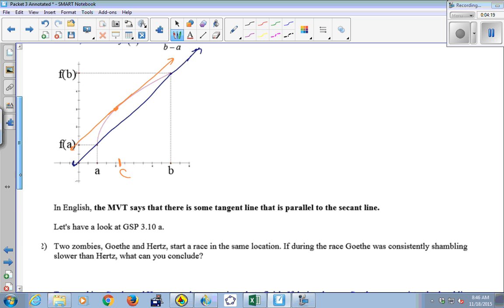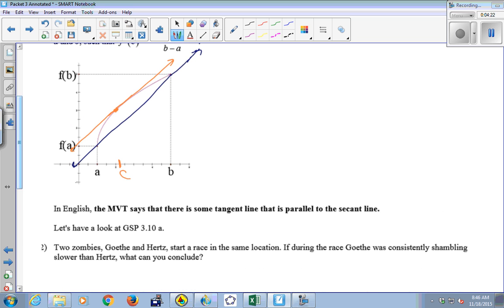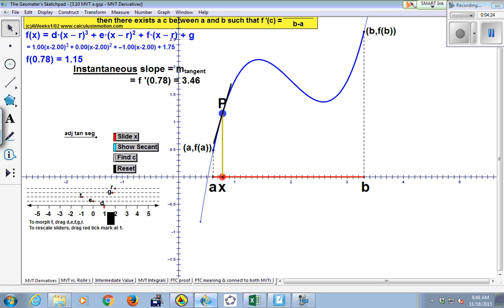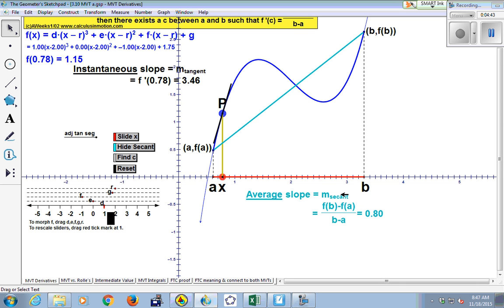So let's have a look at a better picture, since I'm not so good at drawing these things. Here's a little animation. I've got a random function, f of x, and I draw the secant line connecting the points (a, f of a) and (b, f of b). Its slope is about 0.8, which you can see right down here. If I drag this point x, there's got to be some place between a and b where the slope of this tangent line will be equal to the slope of this secant line.